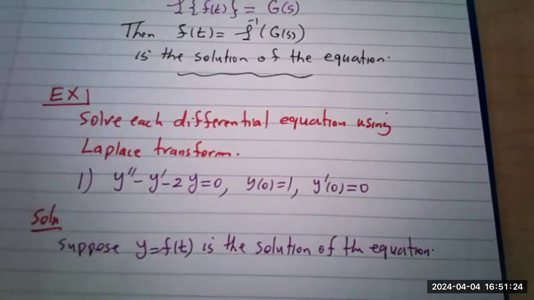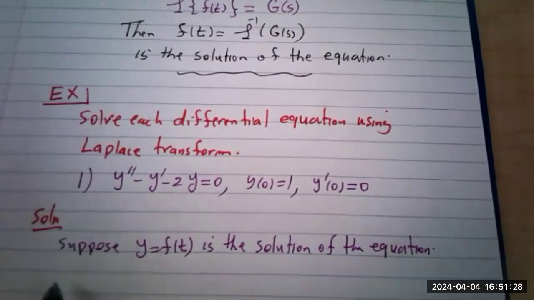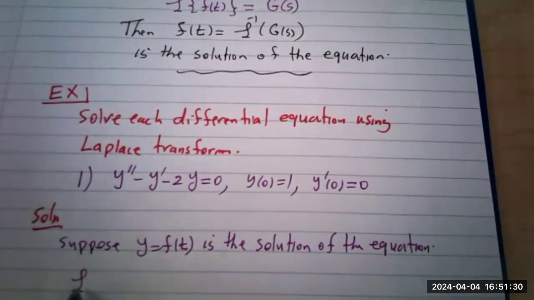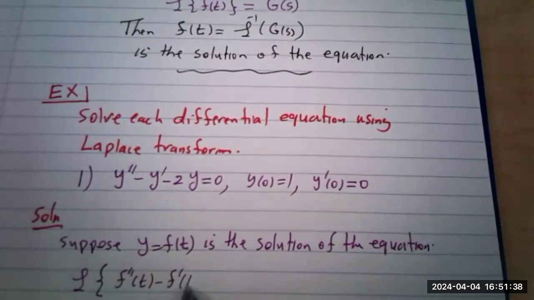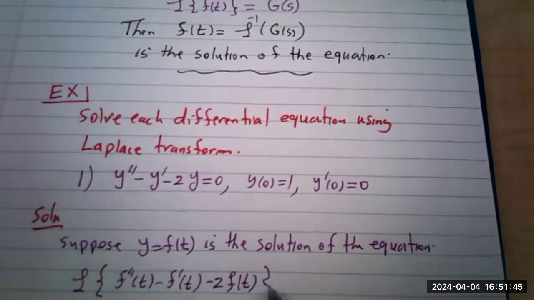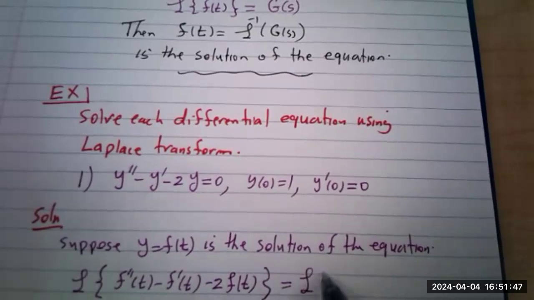So take the Laplace of both sides of the equation using this equation. Okay, so this is it. I find the Laplace of, okay, the Laplace of what? F double prime of t minus f prime of t minus 2 f of t. This is the first part, equal to the Laplace of 0.